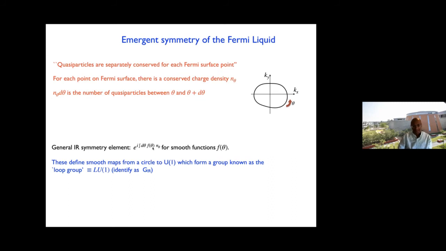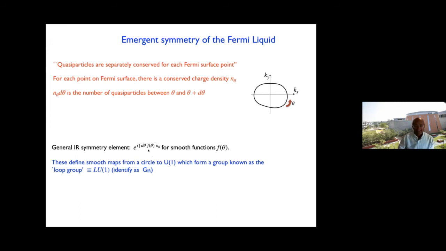Okay, so the general IR symmetry element should actually be identified with objects like the following. So what generates an IR symmetry, right? It's generated by n(theta), but what we really should do is to think about functions like this, e to the i times the integral d theta f(theta) n(theta), where f(theta) are smooth functions that depend on the angle theta around the Fermi surface. So this is an element of the low energy symmetry group.